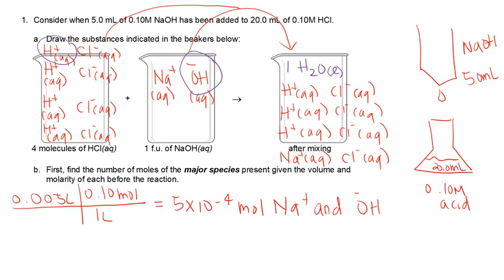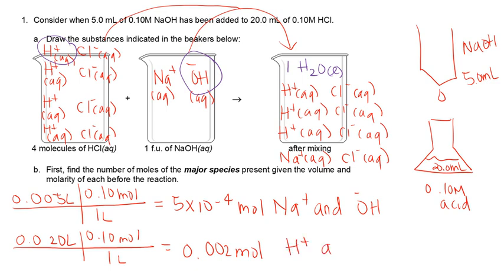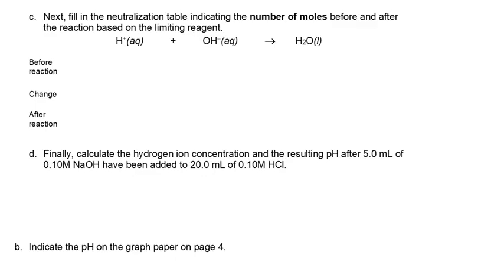And then to start out with, we had 0.020 liters of HCl and a concentration of 0.1 moles per liter. And so we had 0.002 moles of H plus and Cl minus. Okay. So we're going to plug that in to our equation.